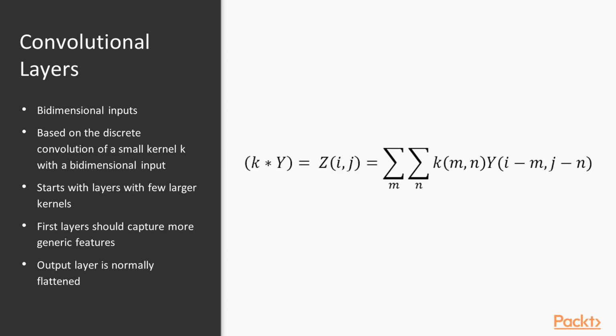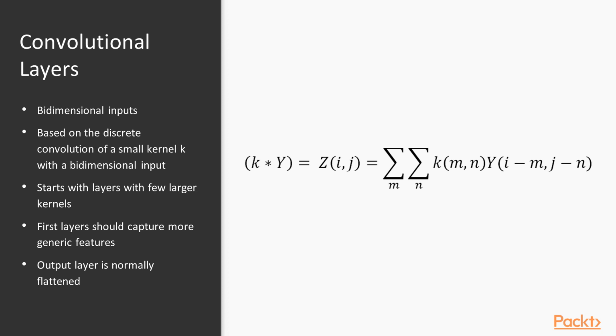The next one is convolutional layers. Convolutional layers are normally applied to bidimensional inputs. They are based on the discrete convolution of a small kernel K with a bidimensional input, which can be the output of another convolutional layer. A layer is normally made up of n fixed-size kernels, and their values are considered as weights to learn using a back-propagation algorithm.